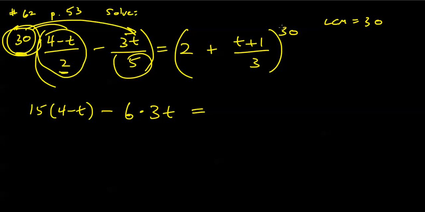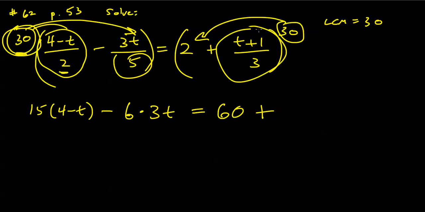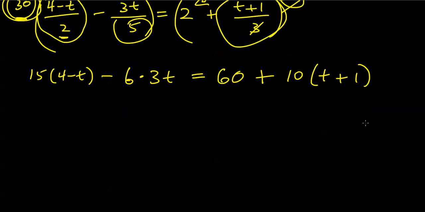Similarly, on the right-hand side, I've got 30 times 2. Well, of course, that's 60. Plus 30 times this expression. Well, 3 cross-cancels into 30 10 times, so I'll have 10 times the remaining numerator, t plus 1.